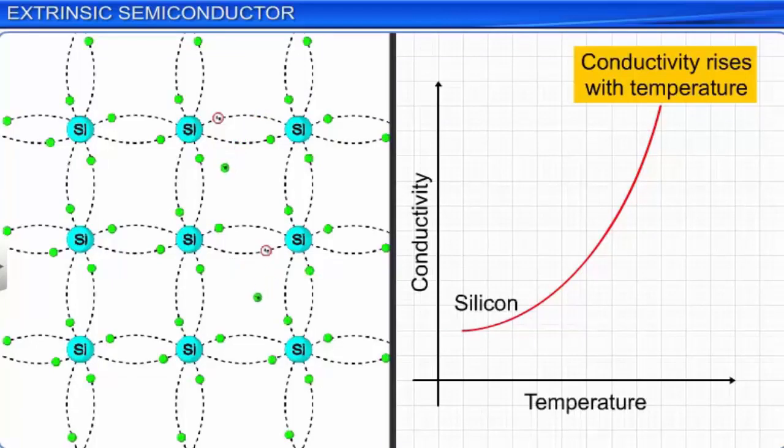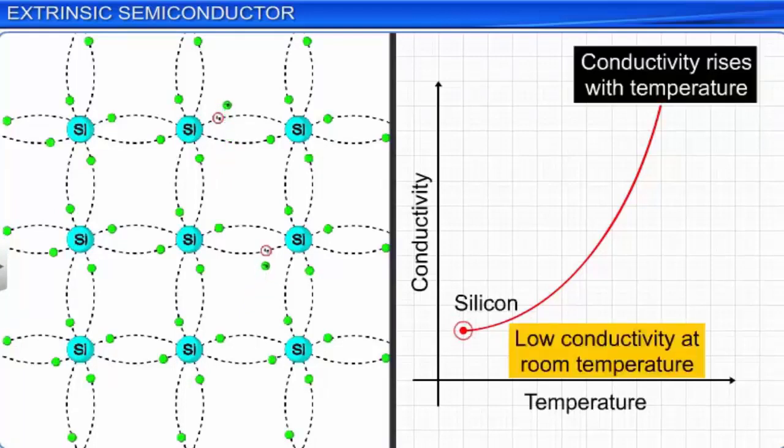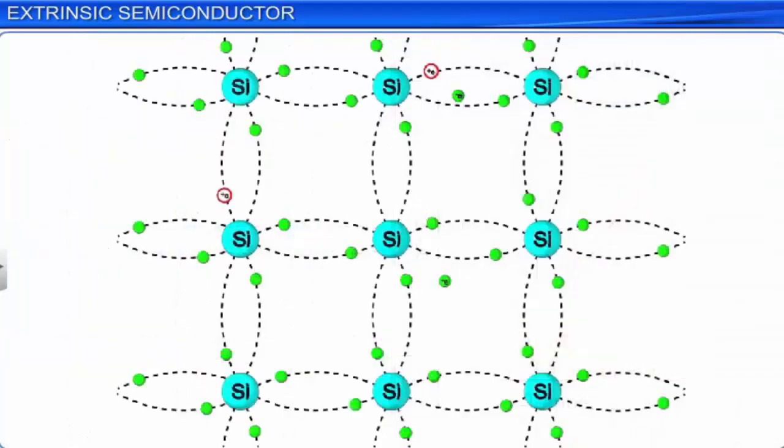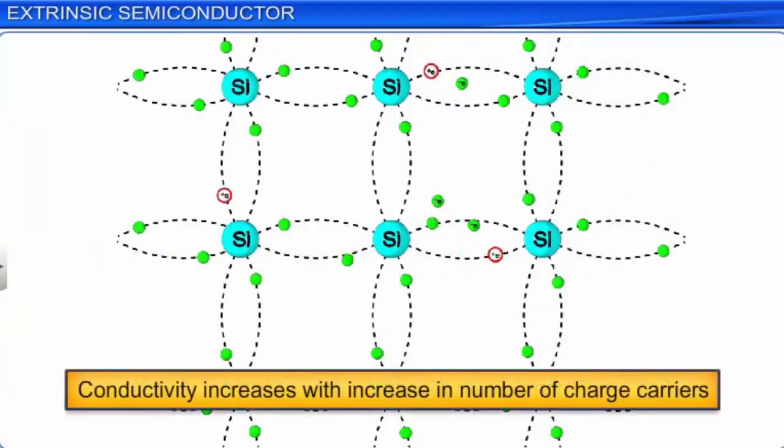However, at room temperature, intrinsic semiconductors have very low electrical conductivity. The electrical conductivity of an intrinsic semiconductor can be improved by increasing the number of free electrons or holes in it at room temperature.